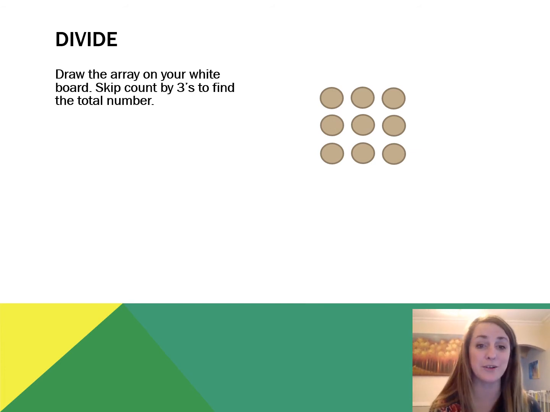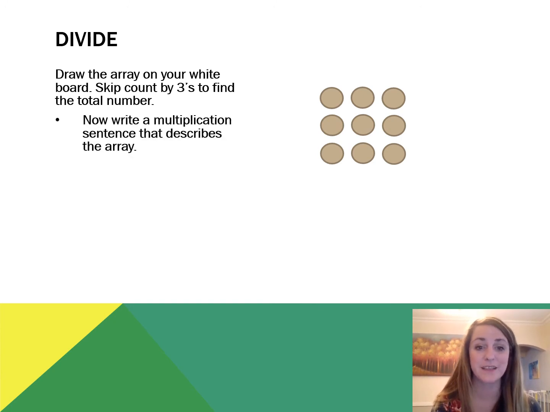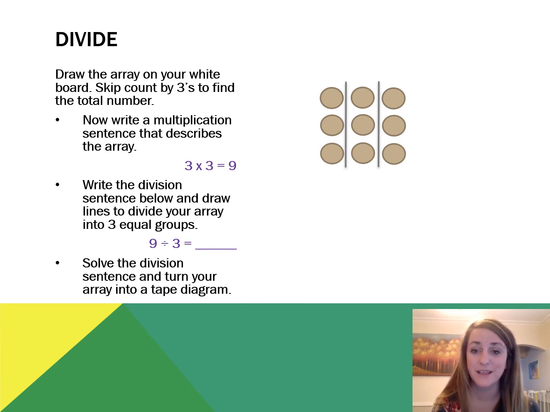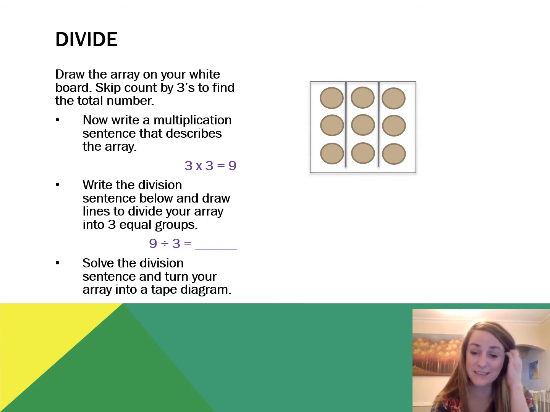Draw the array on your whiteboard. We'll count by 3s to find the total. 3, 6, 9. Now we'll write a multiplication sentence that describes the array. 3 times 3 equals 9. Let's write the division sentence below and draw lines to divide your array into 3 equal groups. 9 divided by 3 is the same as what? 3. Solve the division sentence and turn your array into a tape diagram.